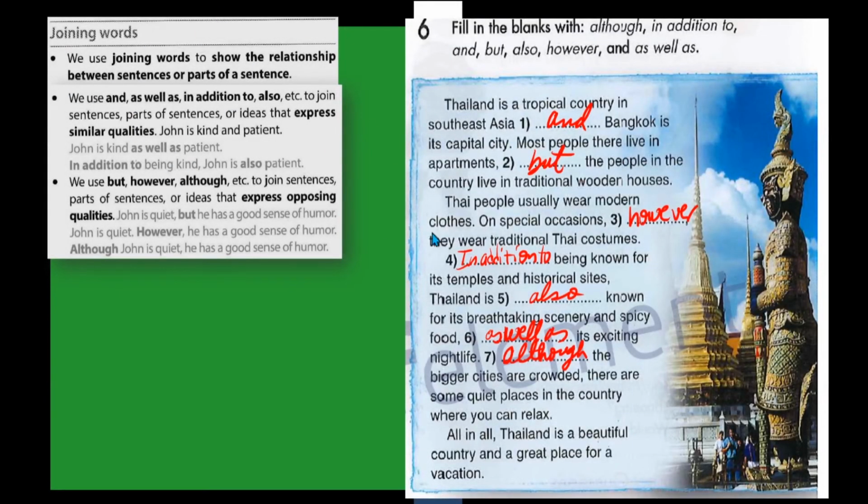Now let's see some examples written with this. This is from the book. Thailand is a tropical country in Southeast Asia, and Bangkok is a capital city.